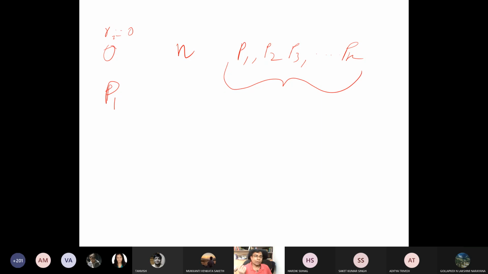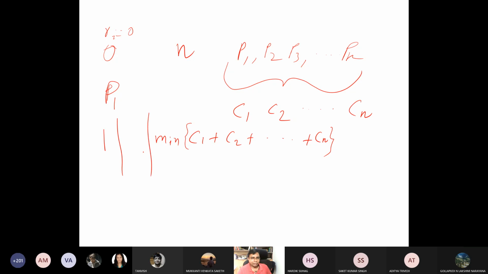So SJF is optimal. What are we optimizing? We are optimizing waiting time. Suppose these are the completion times C1, C2 up to Cn. This is the completion time. Suppose we want to minimize C1 plus C2 plus Cn. If we minimize this thing, so suppose 1, then this, and what are the things?